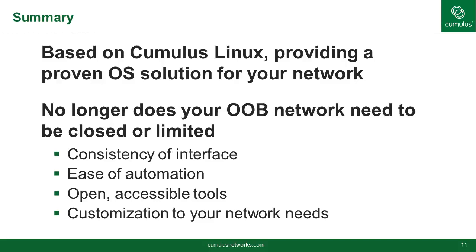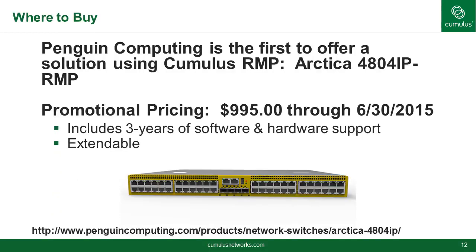So I've now talked about all the really cool things you can do with it. How do you actually get it? Well, the very first way to get this is Penguin Computing is going to be the first hardware supplier to be able to source a Cumulus RMP in their Arctica 4804 IP-RMP platform. This is a 48 by 10/100/1000 TX-based platform with 4 10GbE uplinks and USB port, a serial console port, and then an Ethernet port for the CPU should you need to use it. Although you can question whether you need an out-of-band for your out-of-band. Regardless, the platform ships with Cumulus RMP pre-installed.